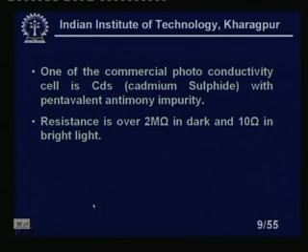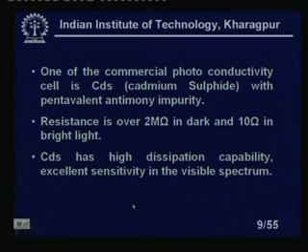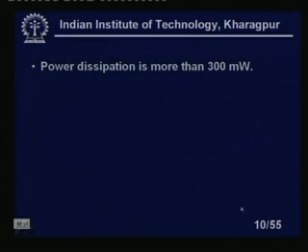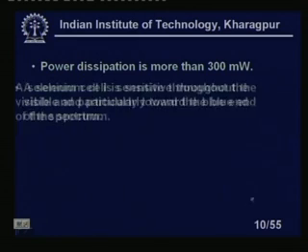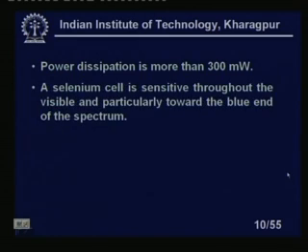So, resistance is over 2 megaohm in dark and 10 to 20 ohm in bright light. Cadmium sulphide has a high dissipation capability and excellent sensitivity in the visible spectrum. Power dissipation is more than 300 milliwatt. And a selenium cell, selenium is also used as a photoresistor. Selenium cell is sensitive throughout the visible and particularly toward the blue end of the spectrum, right.